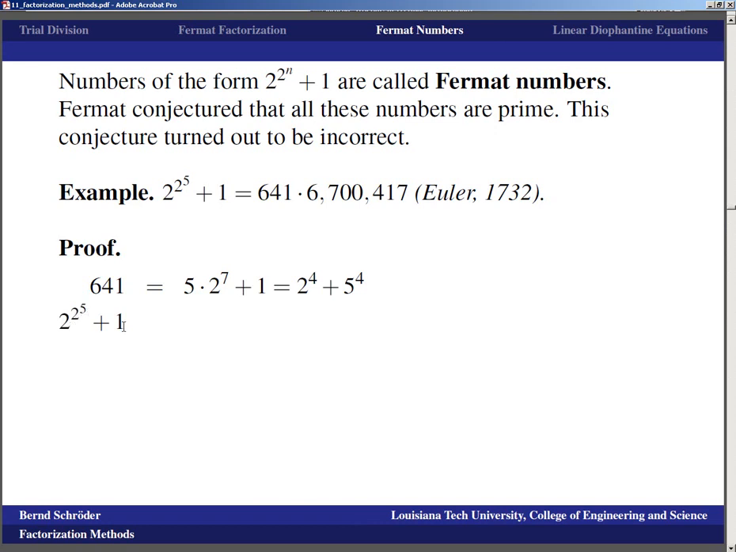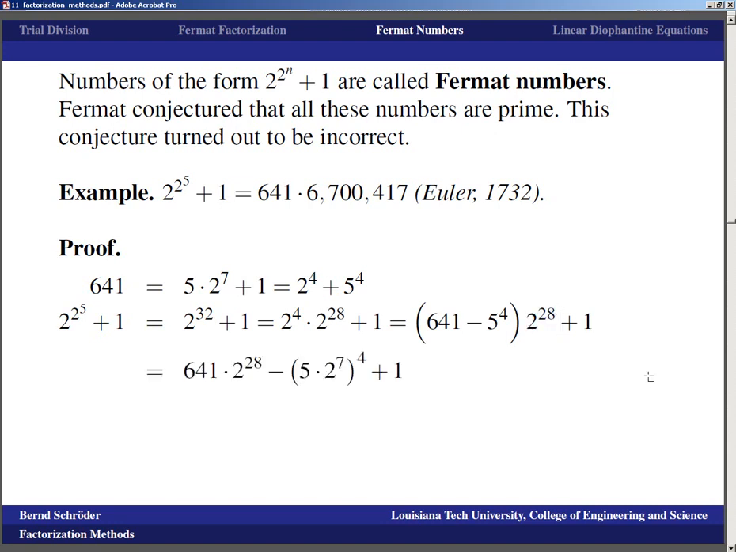And if you then look at 2 to the 5th plus 1, well, that's 2 to the 32 plus 1, which is 2 to the 4th times 2 to the 28th plus 1, which is 641 minus 5 to the 4th from what we have up here, times 2 to the 28th plus 1, and that knocks out the 2 to the 28th, right? Because this is now 641 times 2 to the 28th minus 5 times 2 to the 7th to the 4th. And, well, 5 times 2 to the 7th is 641 minus 1, right? And everything else stayed the same.